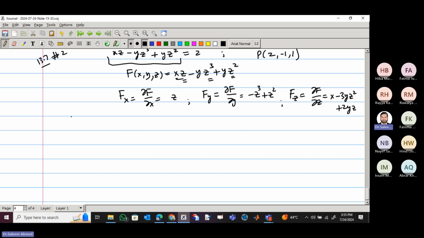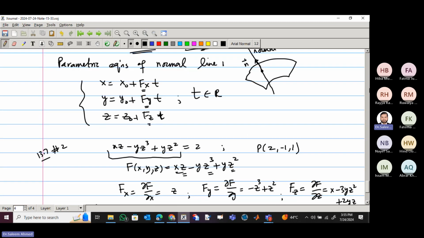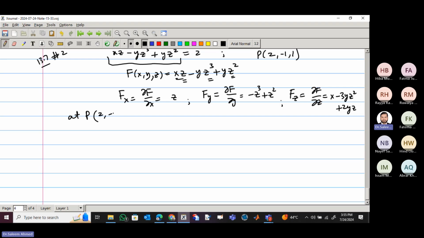Now you will calculate these things at the point. This is what I was mentioning at the top, that these fx, fy, fz are calculated at a point. So I will replace the point with (2, minus 1, 1). At this point, my fx, you can also write it as a, becomes z, and z is 1. B is fy, which is minus 1 cube plus 1 square, so that is 0, right? And then fz, which is my c, where x is 2, y is minus 1, z is 1.